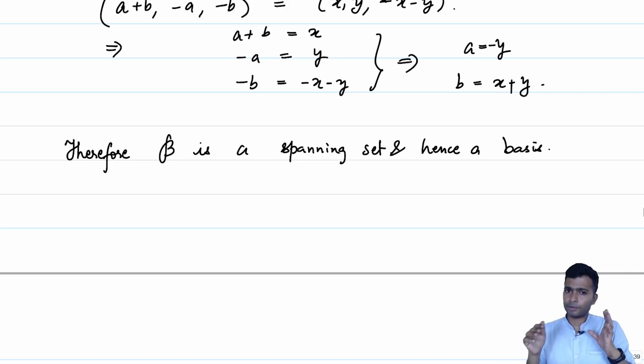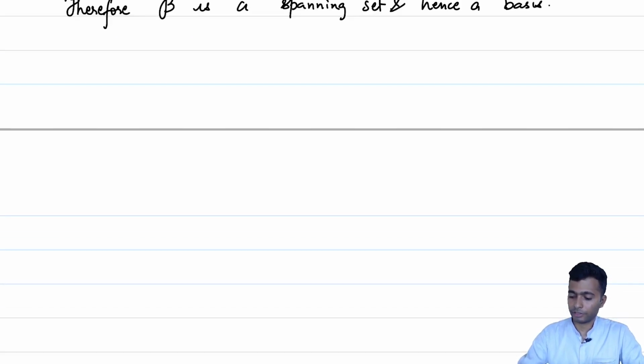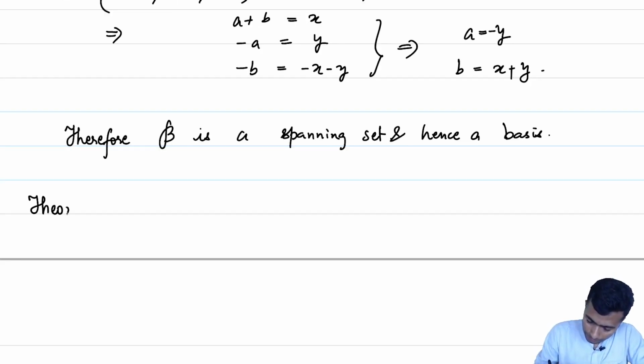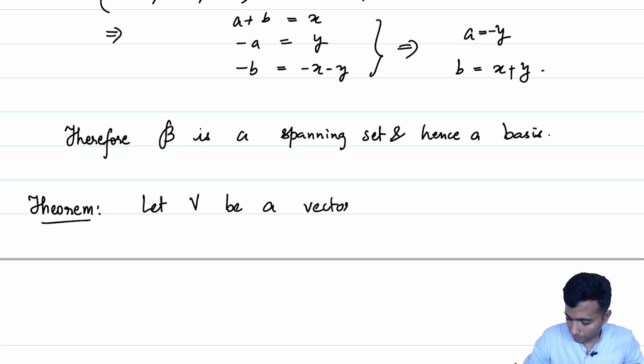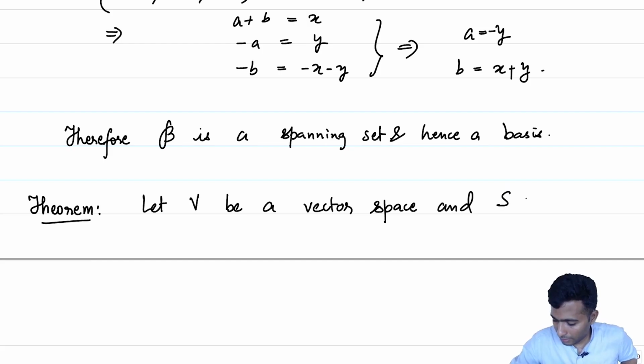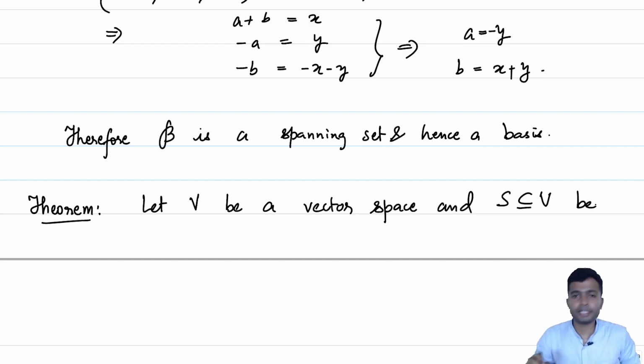This was, however, done in a very particular subspace of R3. Let's take motivation from this example and try to give a general theorem which works for an arbitrary vector space. So, theorem: let V be a vector space and S contained in V be a linearly independent set.